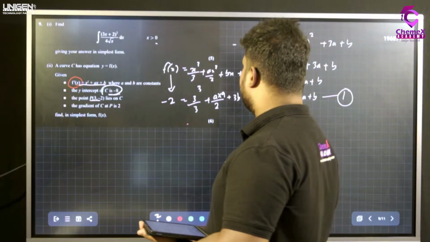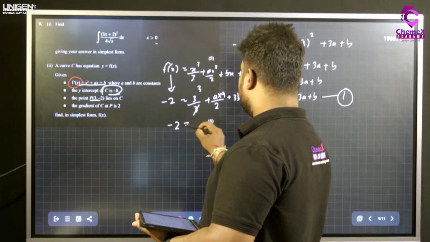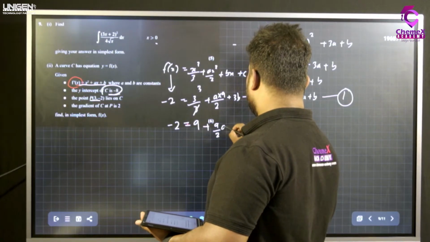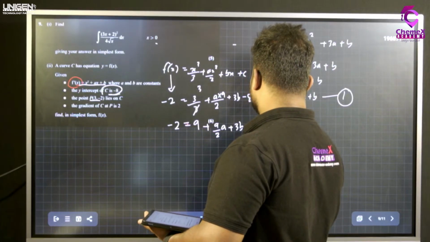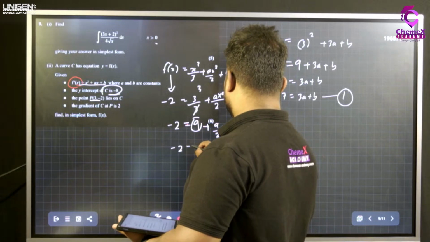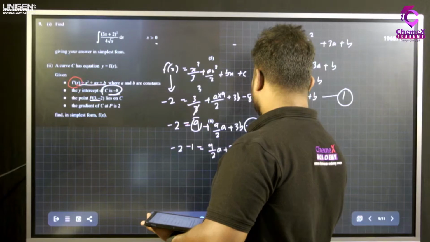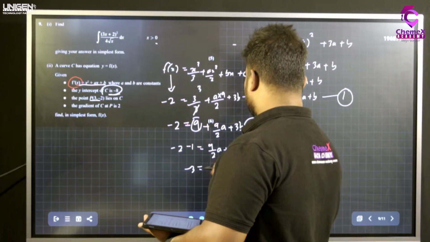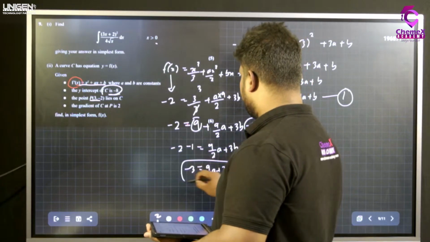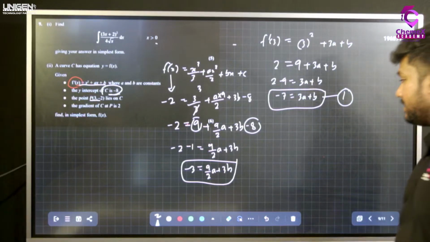So then what do you do? This is 1 and 2. Minus 2 equals 9 plus 9 over 2a plus 3b minus 8. These two, if you add, it's 1. So minus 2 minus 1 equals 9 over 2a plus 3b. So minus 3 is equal to 9 over 2a plus 3b. Now put it simultaneous. Now the equations are correct.